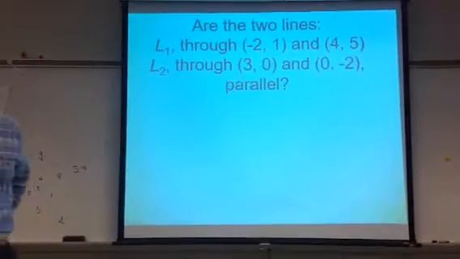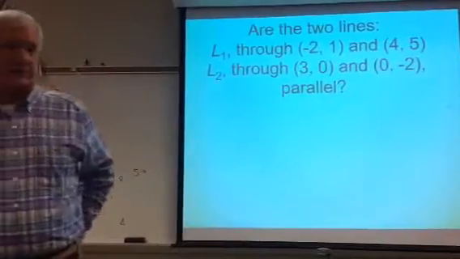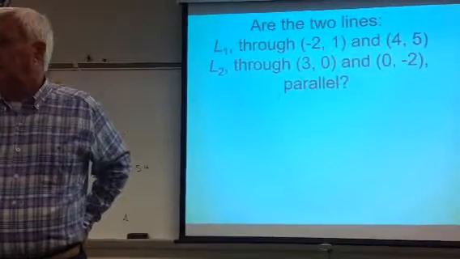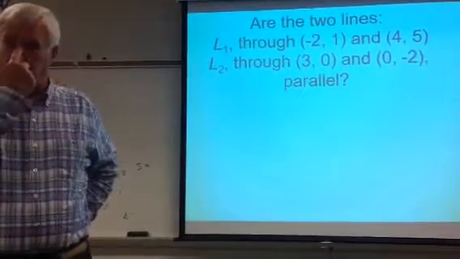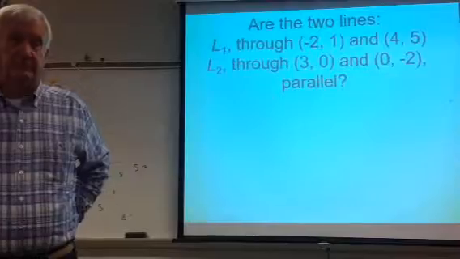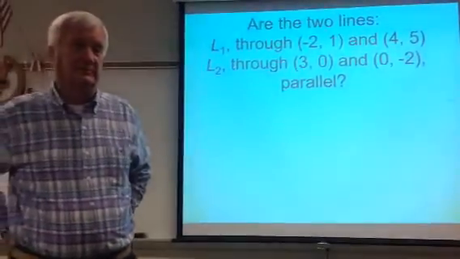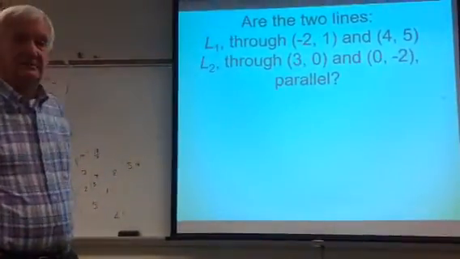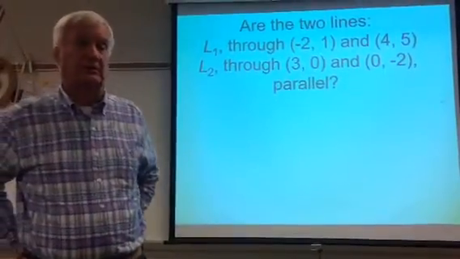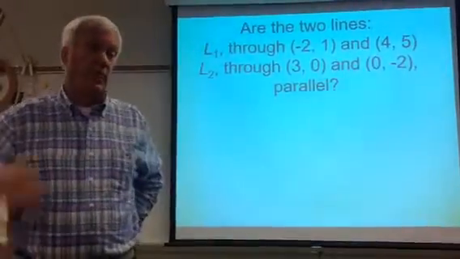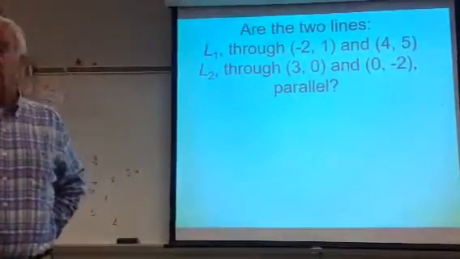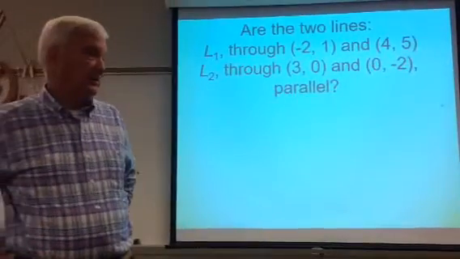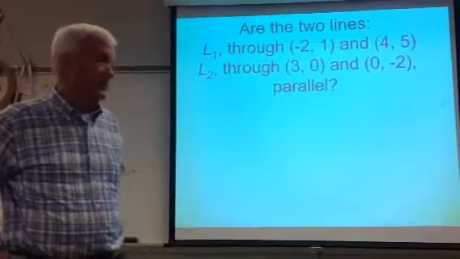So here we're given what? Points of two lines, and they want to know if they will be parallel. So what could we do to answer this question? Find the slope. How? By using y2 minus y1 over x2 minus x1. Or what's the other way we could do it? Graph. And see if they're parallel.